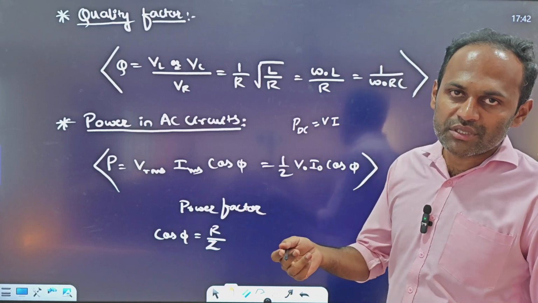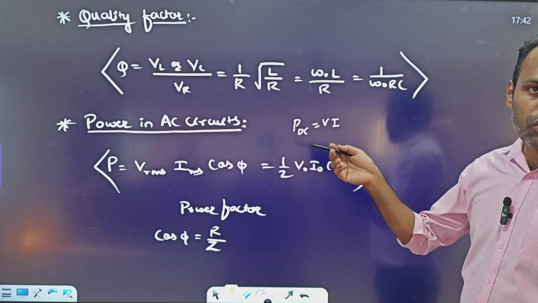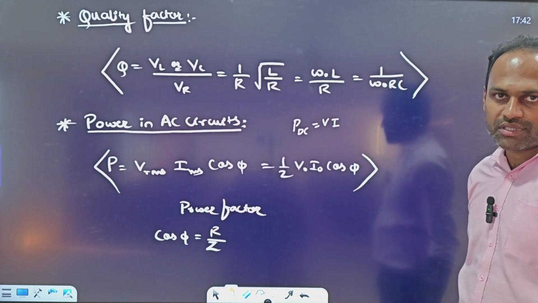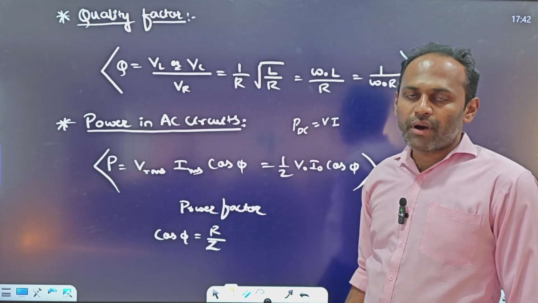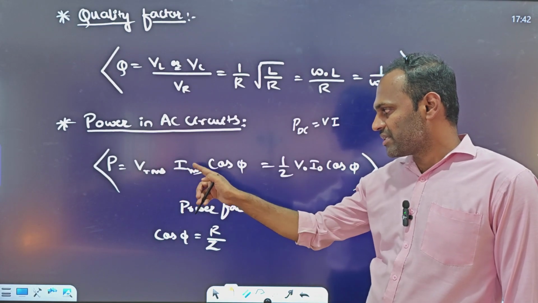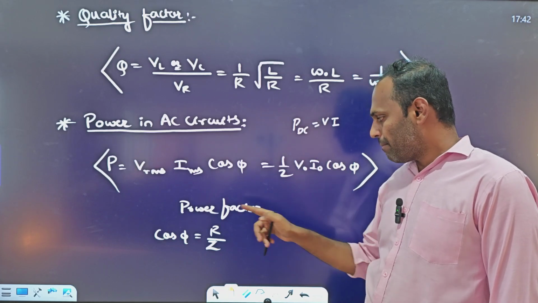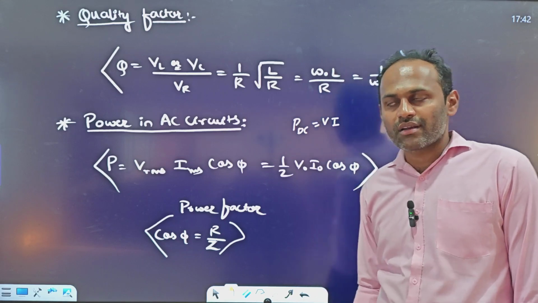We know the relation between RMS and peak value. V RMS is equal to V naught by root 2 and I RMS is equal to I naught by root 2. So if we substitute that, we get 1 by 2 V naught into I naught into cos phi. That is the power. Power in terms of RMS values is V RMS into I RMS into cos phi, or half V naught I naught cos phi, right? Power factor cos phi is equal to R divided by Z. This is the power factor, right?